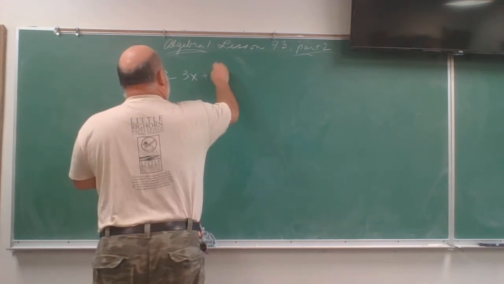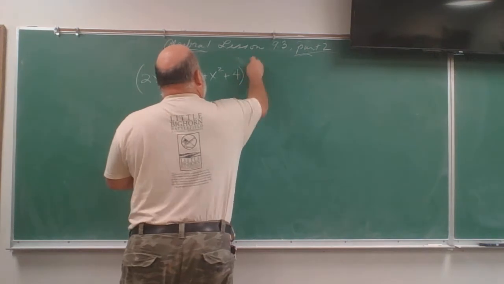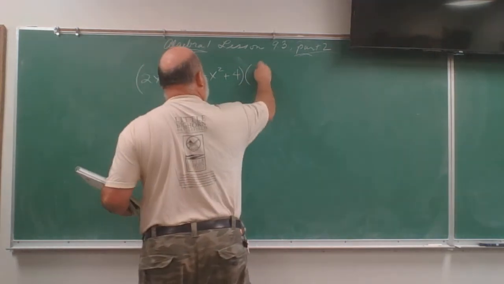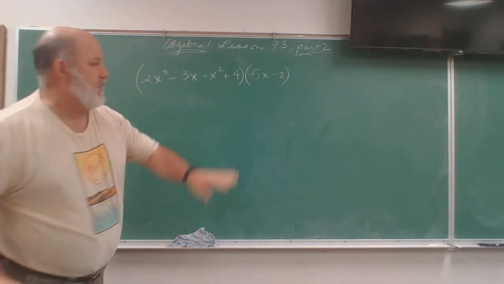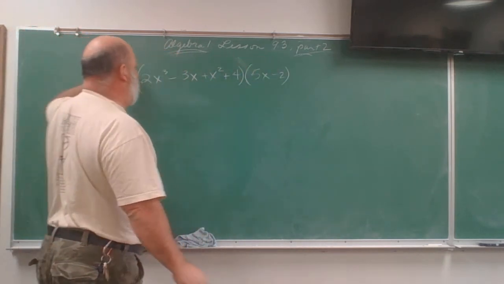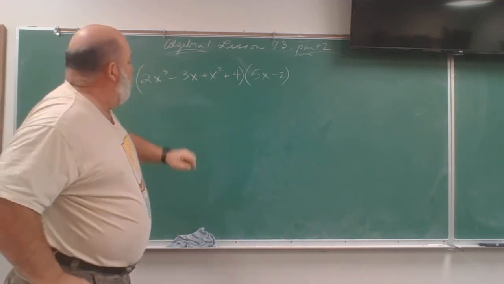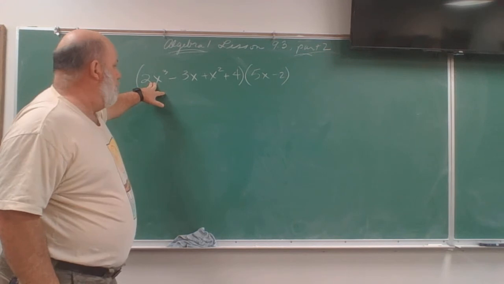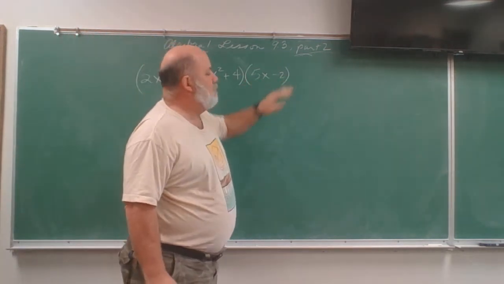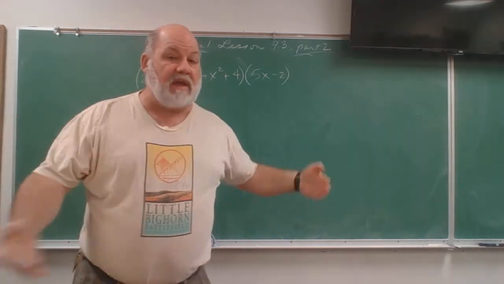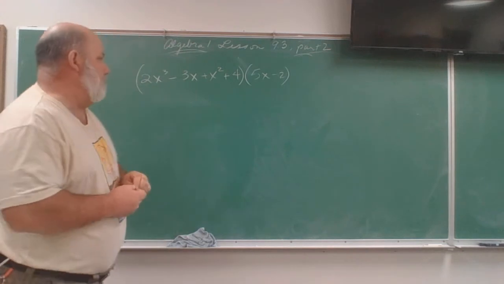Plus x squared plus 4, and over here 5x minus 2. Now it does not matter which of these quantities comes first. I could have this 5x minus 2 over here and do that out. Doesn't matter. But here they've got the larger quantity going first. Notice there are 1, 2, 3, 4 terms. 1, 2 terms. 4 times 2. In the next line, we should get 8 terms, and then maybe some of them will combine.